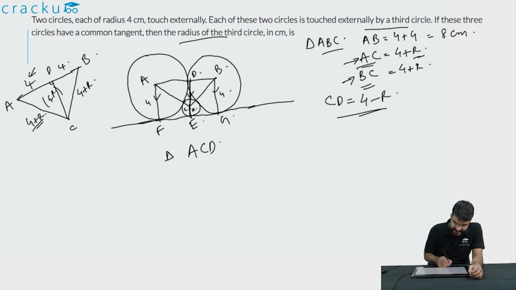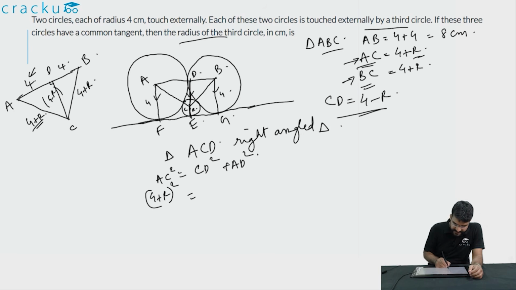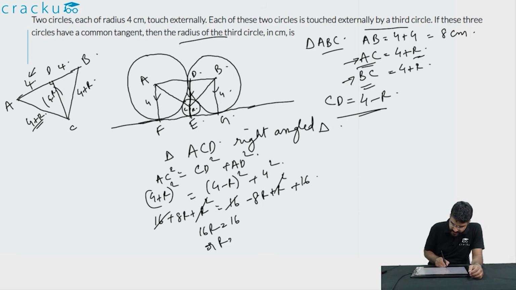So in triangle ACD, which is a right angle triangle, AC square is equal to CD square plus AD square. AC square is (4 plus r) square, which is equal to CD square, (4 minus r) square, plus AD square, which is 4 square. You can simplify this as 16 plus 8r plus r square is equal to 16 minus 8r plus r square plus 16. You can cancel the common terms, and you will get 16r is equal to 16, or r is equal to 1.